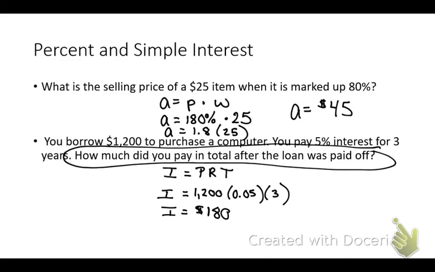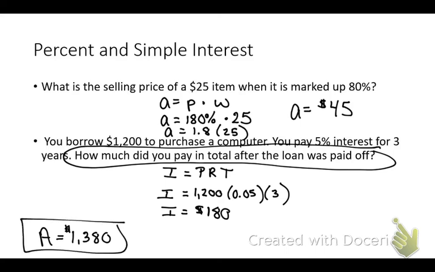Does anybody remember? I see it on a few. What is the letter that stands for the final balance? A. Remember, it's that random letter, A. There's actually another formula you can use that takes you straight to the final balance, so you don't have to add the two together at the end, but it's unnecessary for this level. So A equals $1,380.